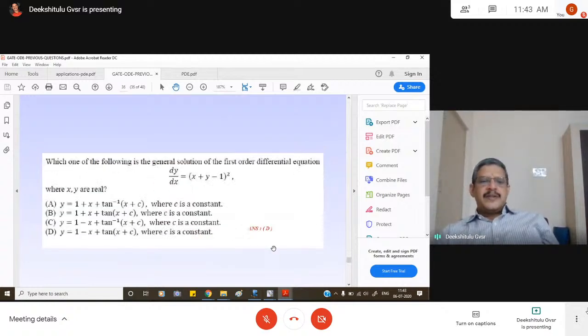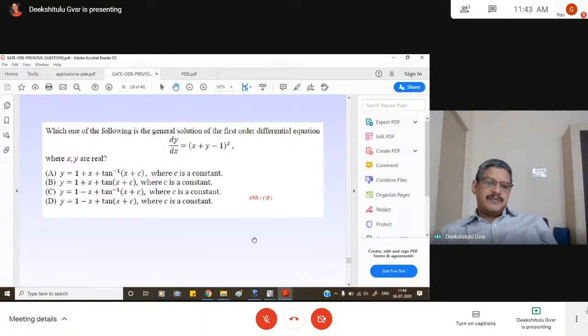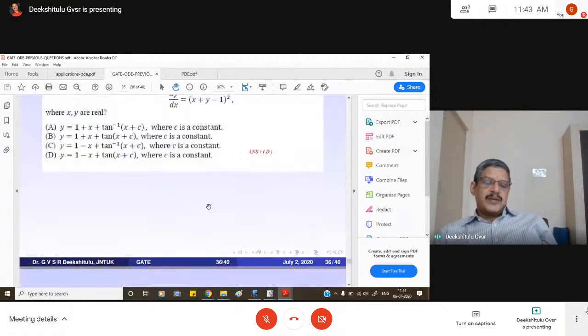Which one of the following is the general solution of the first order differential equation? To reduce this to the variable separable method, put x plus y minus 1 equal to some t. Put t is equal to x plus y minus 1. So dt is 1 plus y dash. Substitute here, and this becomes a variable separable equation. Then easily you get the solution among these alternatives.